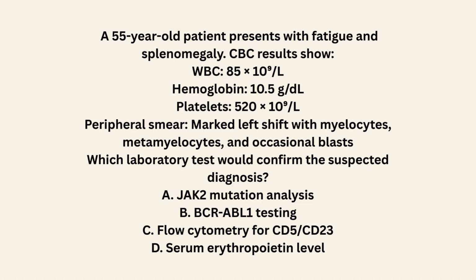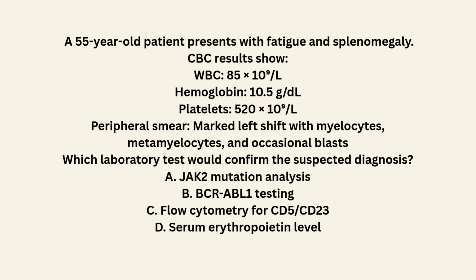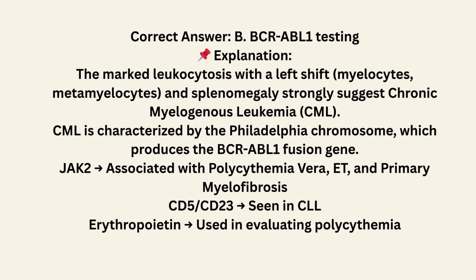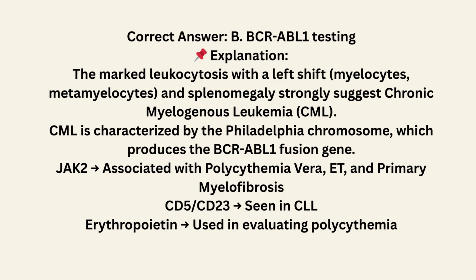A. JAK2 mutation analysis. B. BCR-ABL1 testing. C. Flow cytometry for CD5, CD23. D. Serum erythropoietin level. Correct answer. BCR-ABL1 testing. Explanation. The marked leukocytosis with a left shift, myelocytes, metamyelocytes, and splenomegaly strongly suggest chronic myelogenous leukemia, CML. CML is characterized by the Philadelphia chromosome, which produces the BCR-ABL1 fusion gene.